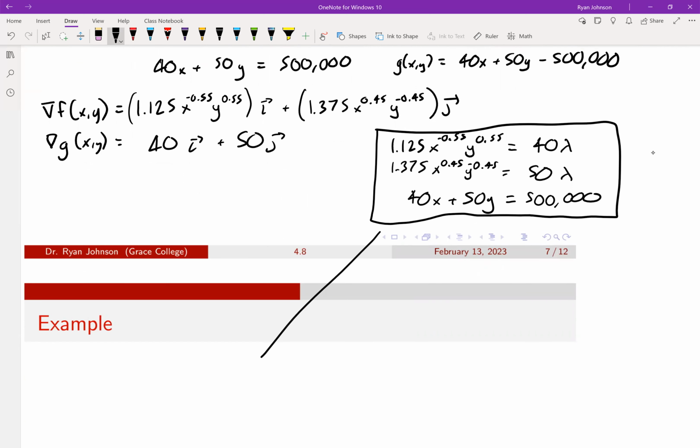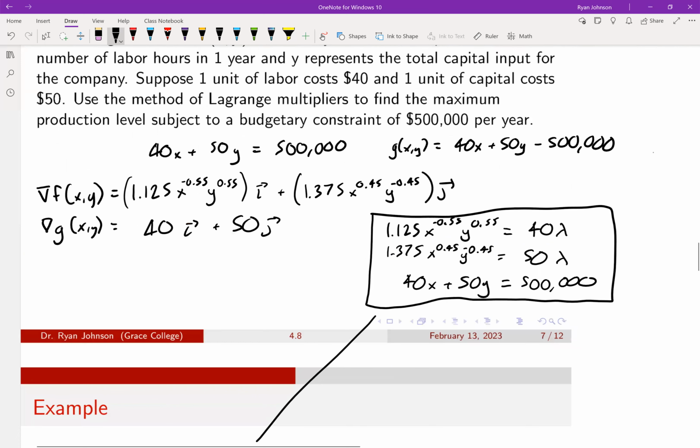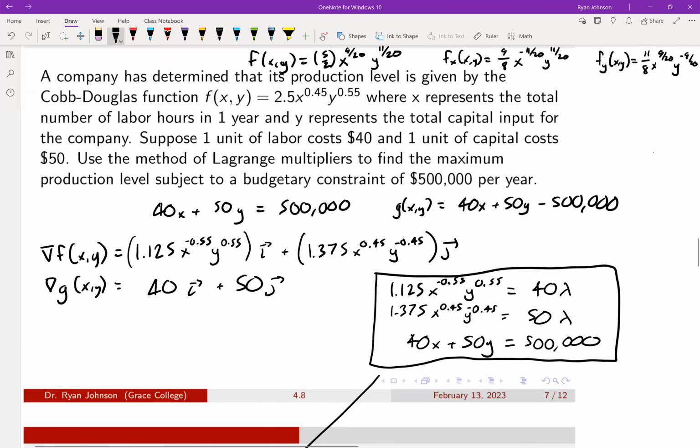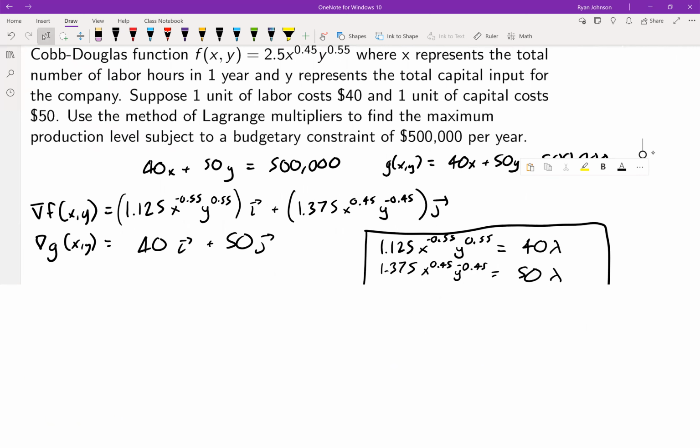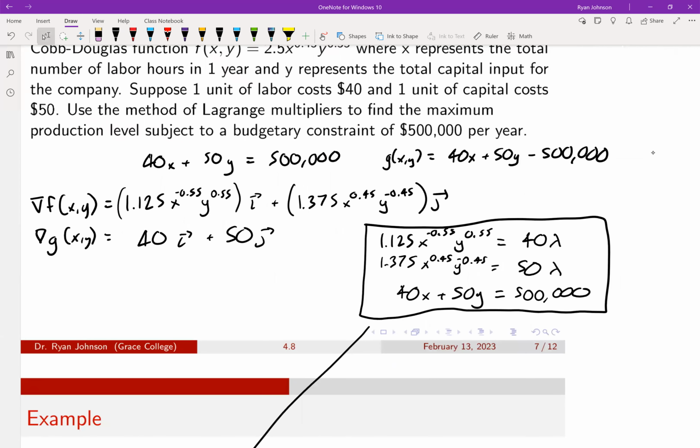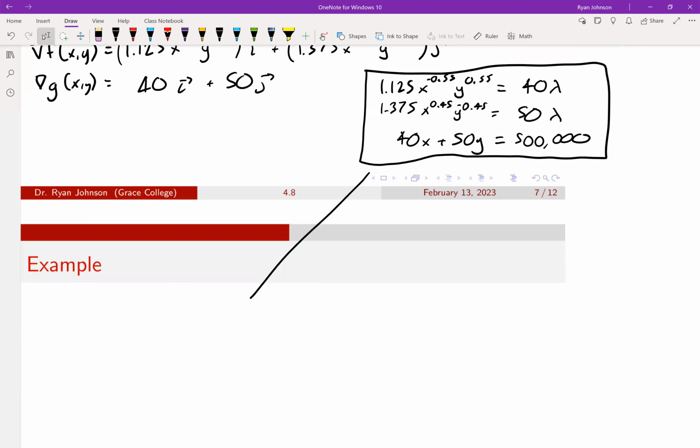Okay, so basically that decimal 1.125 is really like a 9 over 8. So a 9 over 8 divided by 40 is just not pretty. All right, so 1.125 divided by 40 is, oh my, 0.028125.